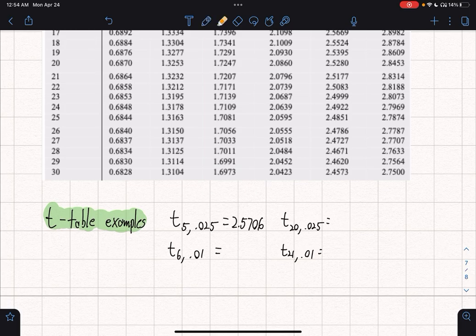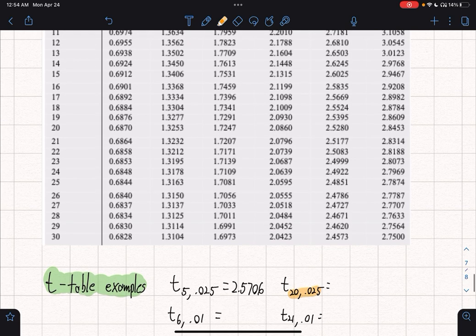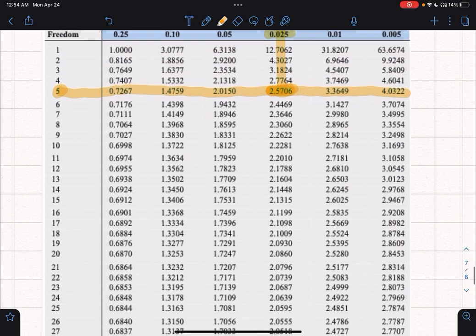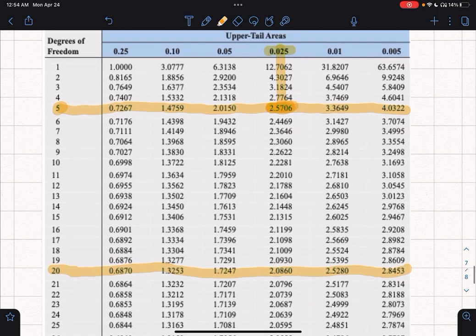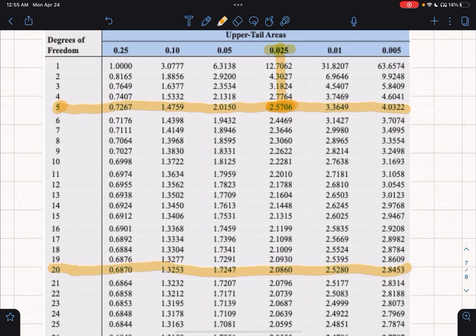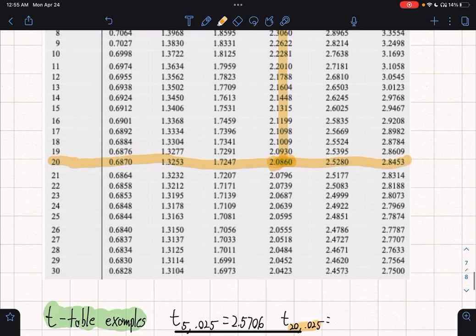Okay, now let's do t with 20 degrees of freedom, 0.025. Now I'm going to use 20 degrees of freedom, so I'm going to use this row. But I still want 0.025, so I'm still going to be using this column, and so I'll take this down. And I see I get the value 2.086.